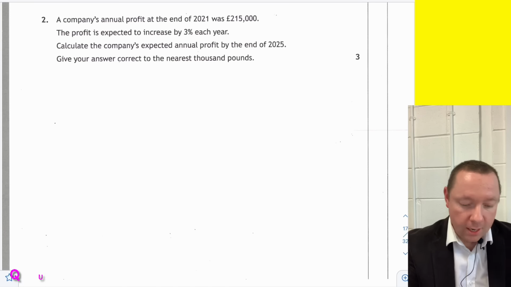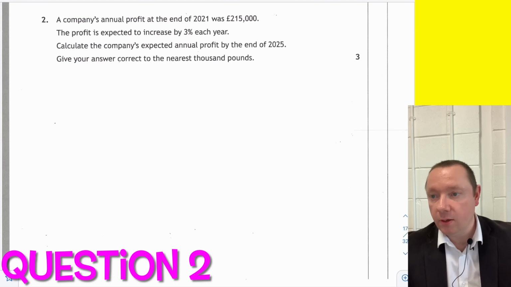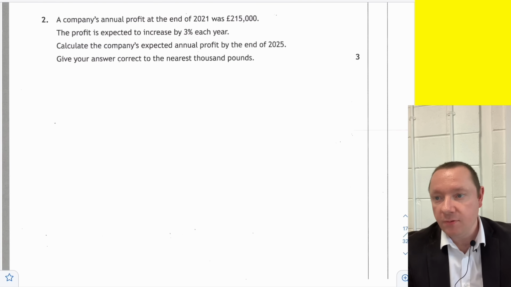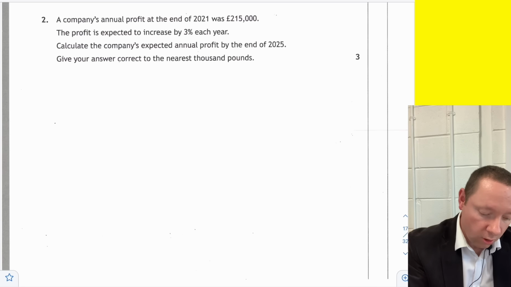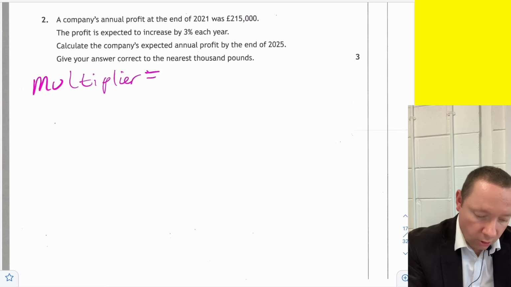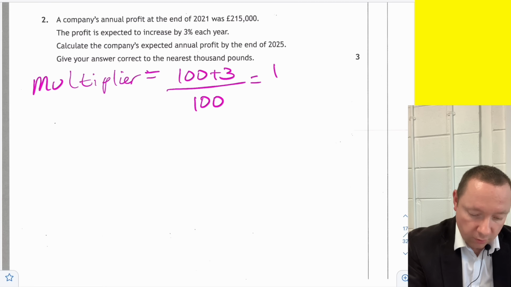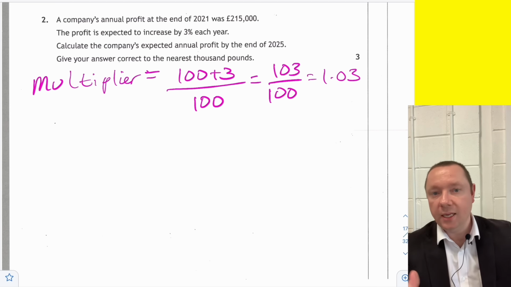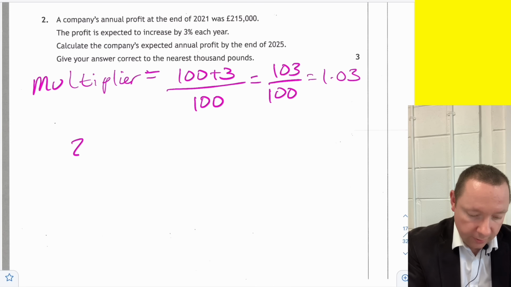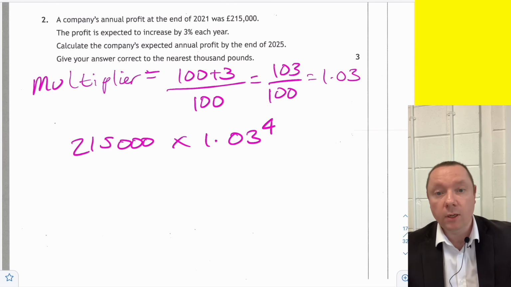Okay, next question. A company's annual profit is 215,000, increasing by 3% a year. What's the annual profit by the end of 2025? So our multiplier: 100 plus 3 divided by 100 is 103 divided by 100, which is 1.03. Start with 100% and add 3%. So we take our money times our multiplier to the power of 4, because it's 4 years between 2021 and 2025.